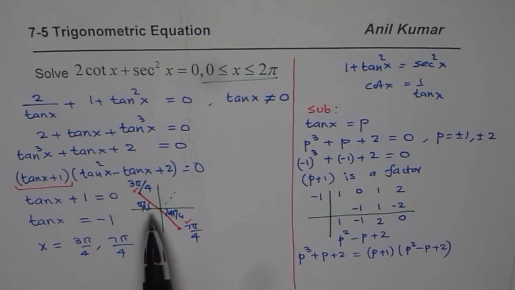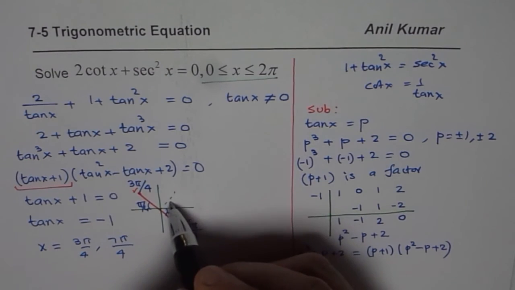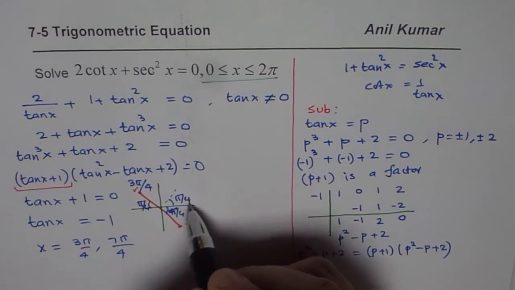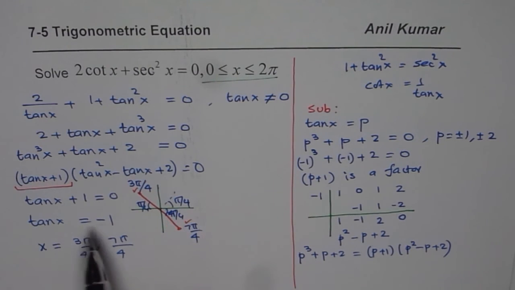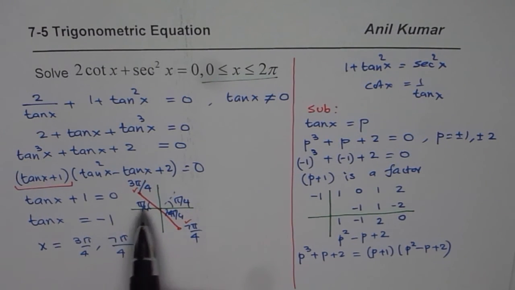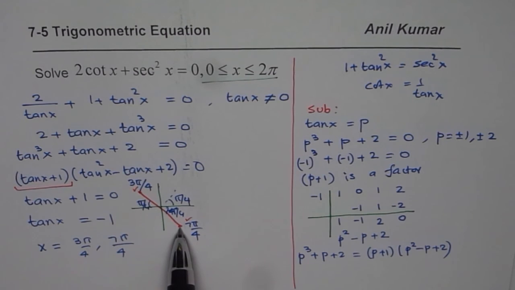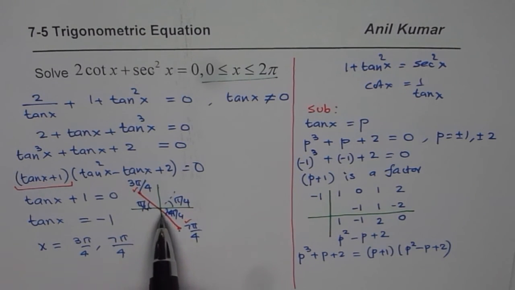So first find the acute angle, which is pi by 4. So we say tan x equals to 1 for pi by 4. Now, since we need minus 1, it has to be in quadrant 2 or quadrant 4, where the angle should be 3 pi by 4 or 7 pi by 4, right? So that is the solution for the given question. I hope it helps, right?